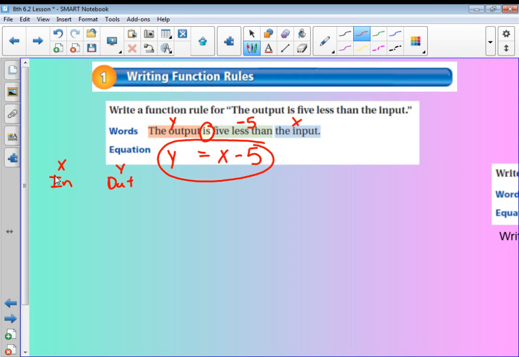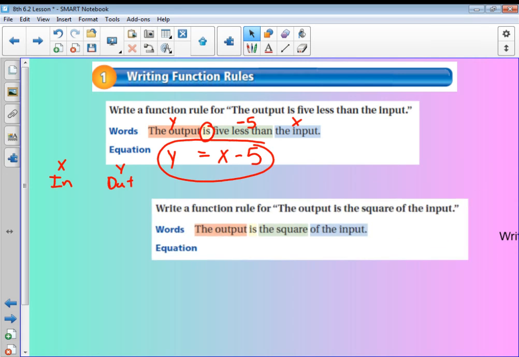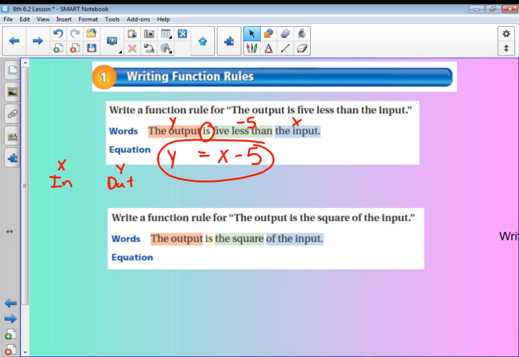Okay, so let's try another one of those. Once again, I'm very visual, so I like to fill in the things and then pull it from there. So our output, that's our y, and our input is our x. So I have y equals the square of the input. So we're taking the input and squaring it. So we're taking x and squaring it. So y equals x squared.